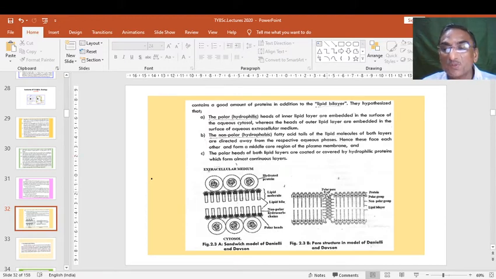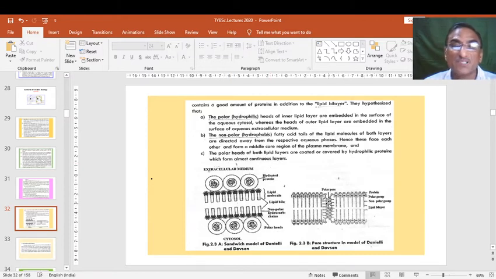These are the polar groups, these are the protein material, and these are the non-polar groups. This is the inner lipid bilayer model. These are the two different models, shown in a picture for a complete understanding of the pore. The polar heads of both lipid layers are coated or covered by hydrophilic proteins, which form almost continuous layers.